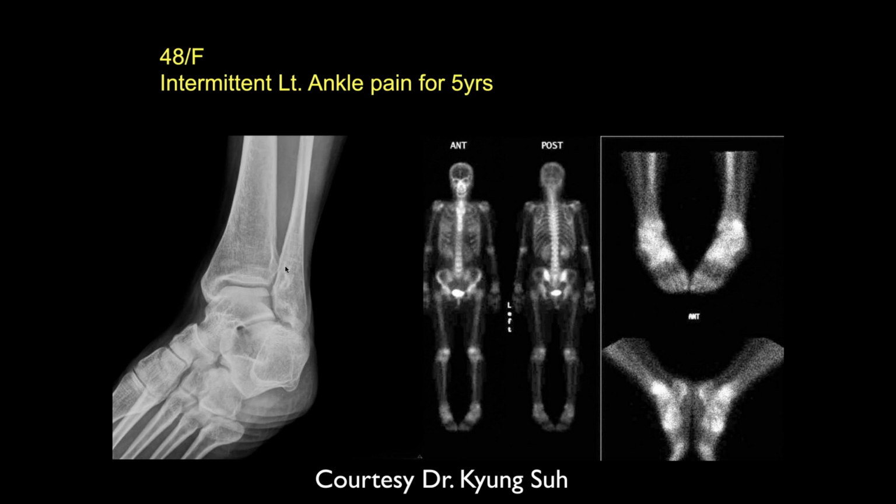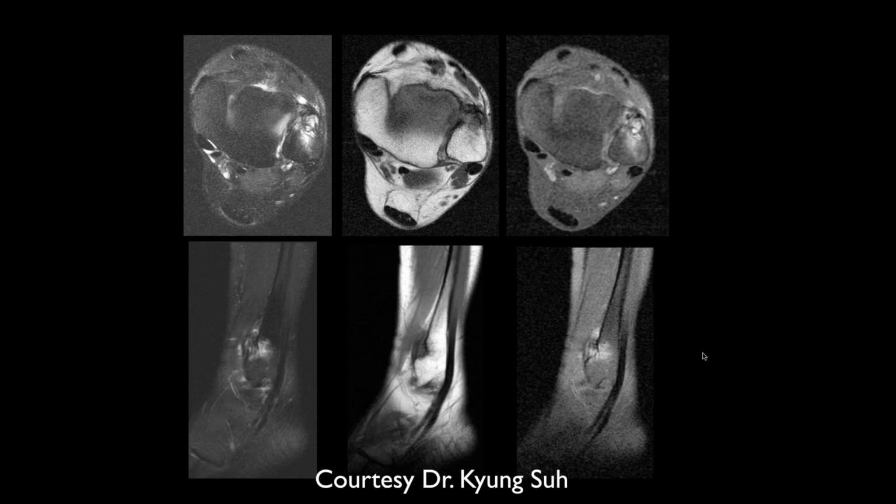Okay, so 48-year-old female with intermittent left ankle pain for 5 years. So here we can see a radiograph. There may be some lucency along that distal fibula. It's hard to tell on one view only. And then also we have a bone scan, and there is a little bit of asymmetric uptake there along the distal fibula. Could be infectious.